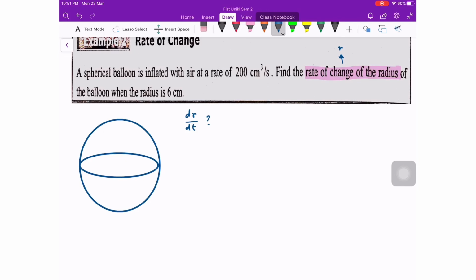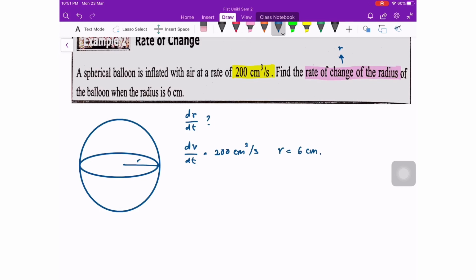So again, this is spherical. When the spherical balloon expands, the radius will also change. So here we first take out the information that we have. We have dV over dt, which is given as 200 cm cube per second, and we have the value of r, which is 6 cm.